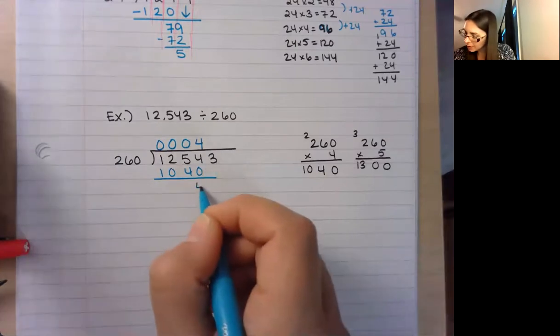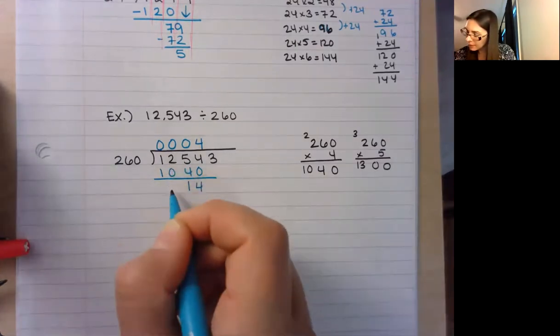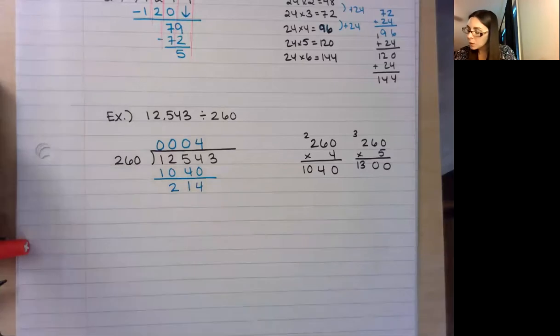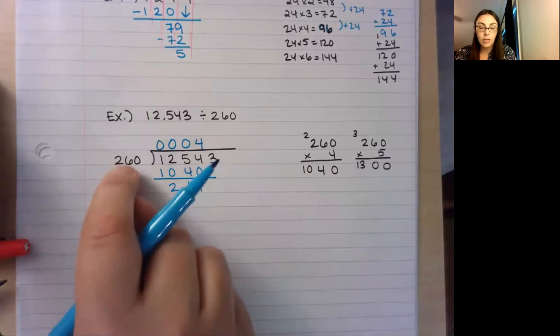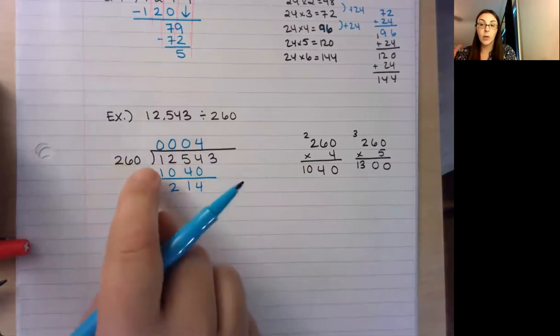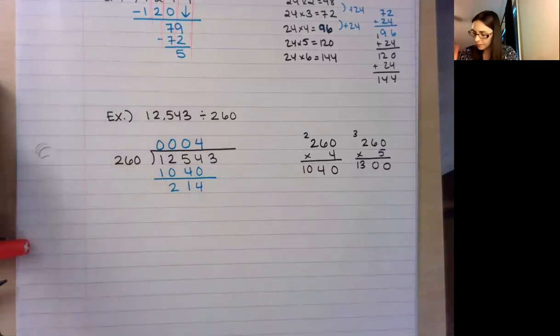And now I'm going to go ahead and subtract. And I have 214. You do want to make sure when you subtract that this number is smaller than your divisor. So 214 is smaller than 260, so I know I did a good job. All right, and then we're going to go ahead and bring down that 3.